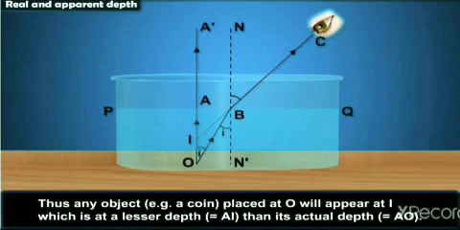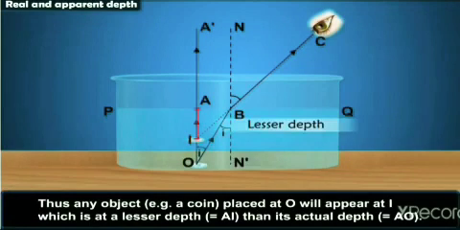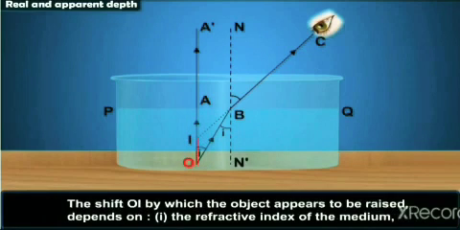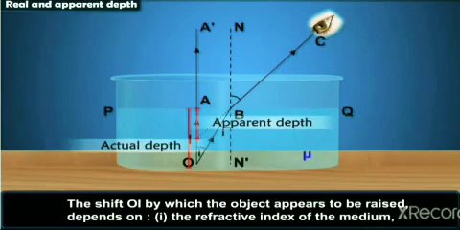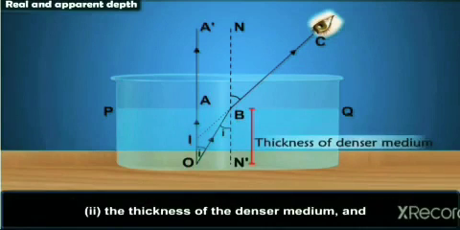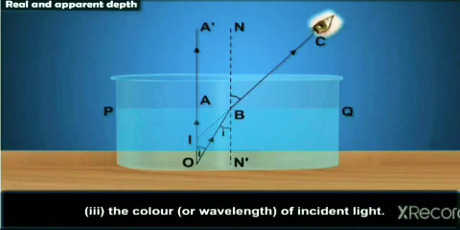Thus, any object, for example a coin, placed at O will appear at I, which is at a lesser depth, that is AI, than its actual depth, which is AO. The shift OI by which the object appears to be raised depends on, first, the refractive index of the medium, second, the thickness of the denser medium, and third, the color or wavelength of incident light.